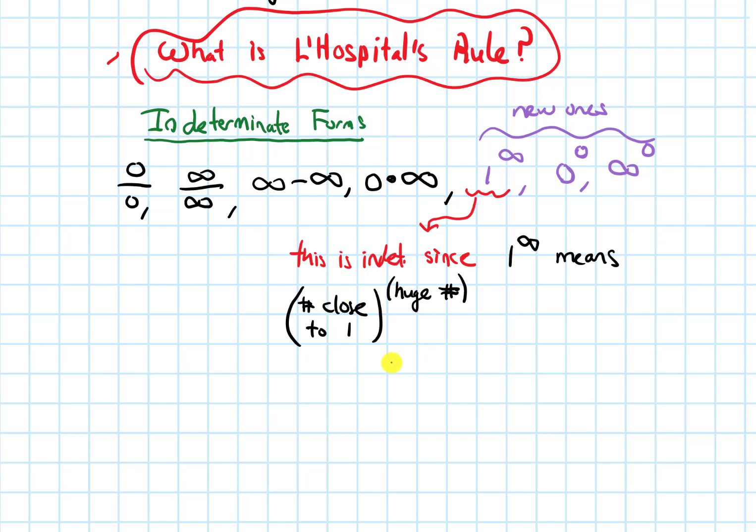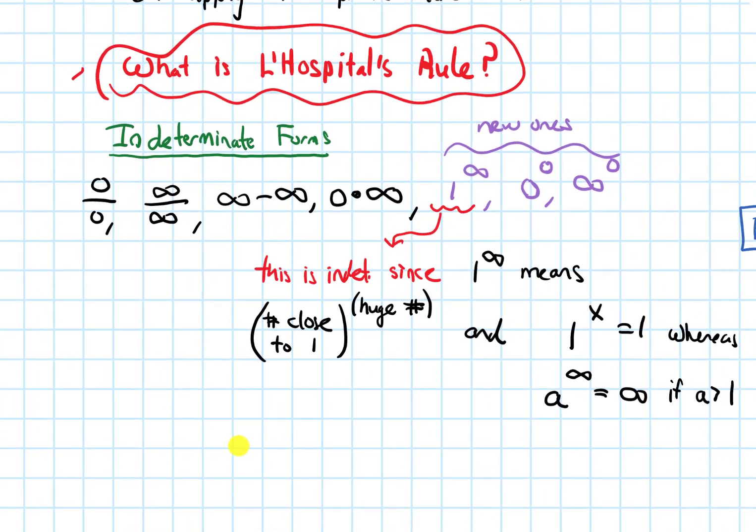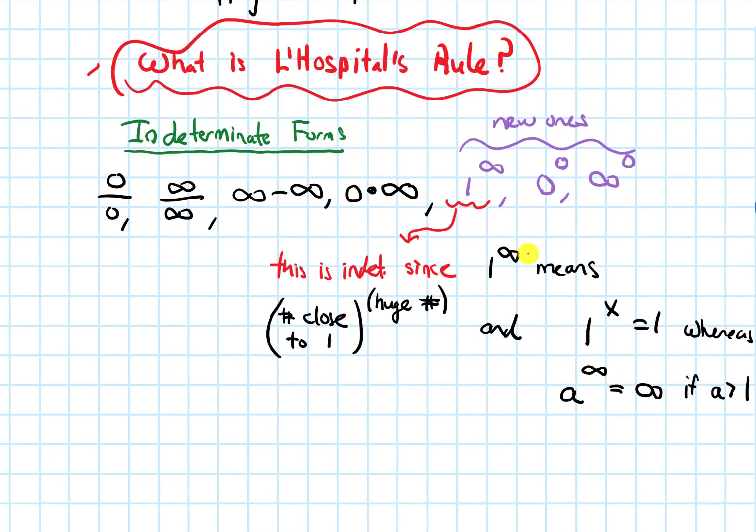This is indeterminate because we know that in general, if I had 1 as the base and the exponent was anything, 1 to the x, this is 1. Whereas if I had a different number as the base and I let the exponent go to infinity, this would be infinity as long as that base is bigger than 1. So there are two conflicting things. The base is saying, because I'm getting close to 1, the whole thing should probably be getting close to 1. And the exponent is saying, as long as the base is bigger than 1, the whole thing should be going to infinity. So the 1 and the infinity have this tug of war.